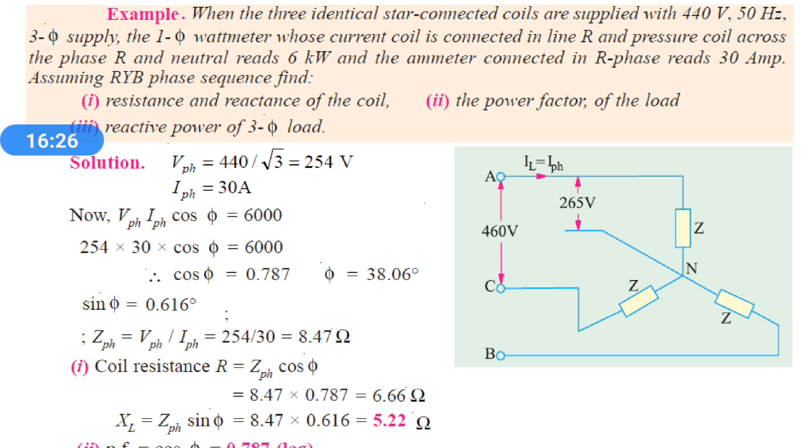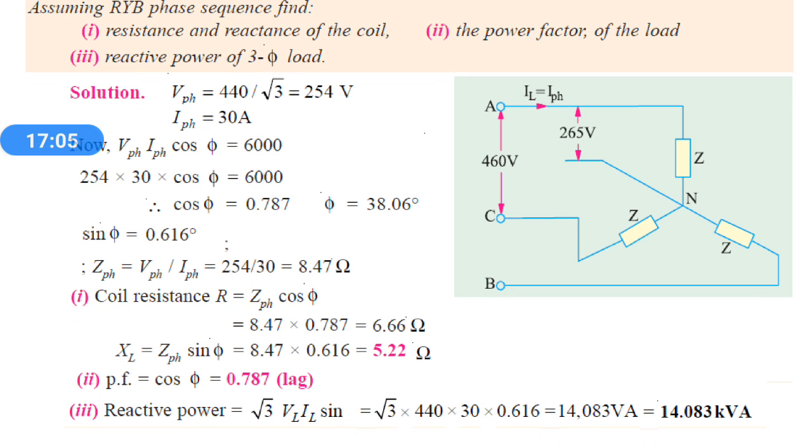So from this we can find the phi also. Phi equal to cos inverse 0.787. We got phi equal to 38.06. So using this value, sin phi equal to sin 38.06 equal to 0.616. It's the sin phi value. Next Z phase equal to V phase by I phase. V phase we calculated 254 and the I phase is given, that is 30 ampere. So 254 divided by 30, the answer is 8.47 ohm. That is the Z phase value.